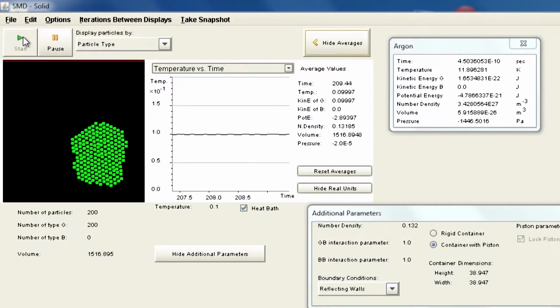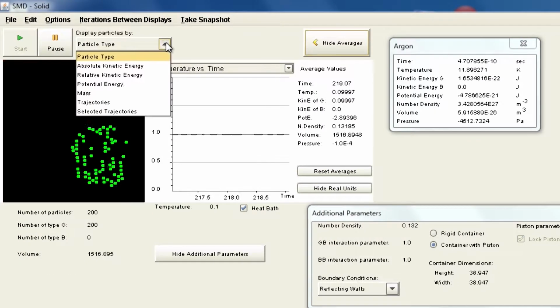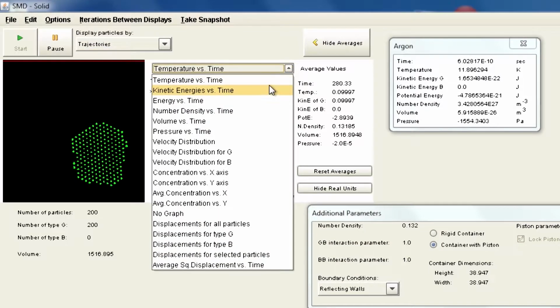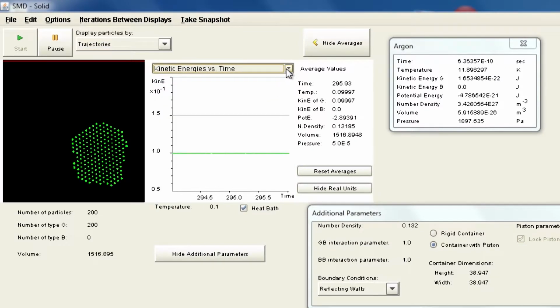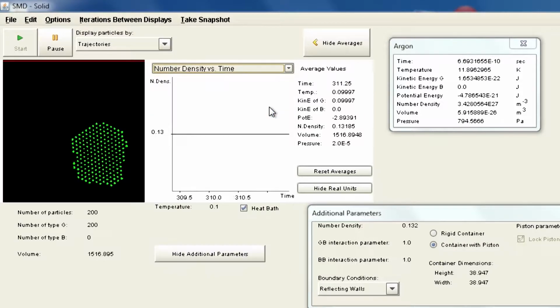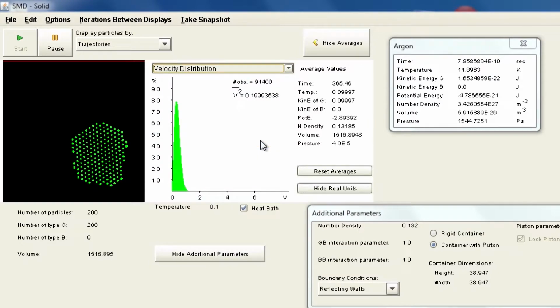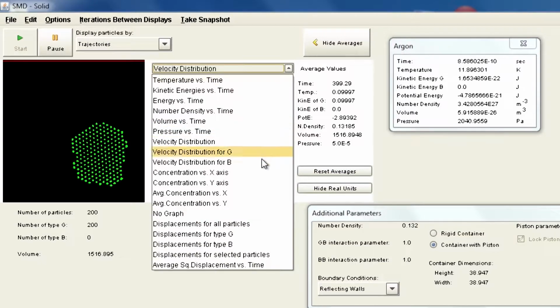Now, in this case, when we started, let us look at trajectories. Here are the trajectories. You can see that they are almost at the same point. Let us look at some properties: temperature versus time, kinetic energy versus time, constant. Then number density is the same, volume is the same. So, we are looking at equilibrium. The velocity distribution is constant up to four digits.